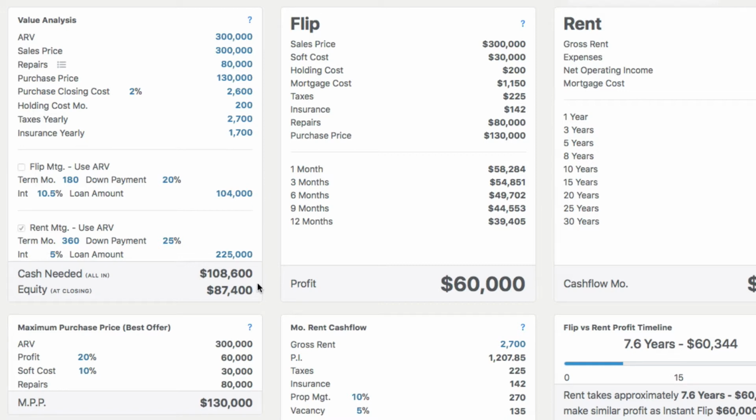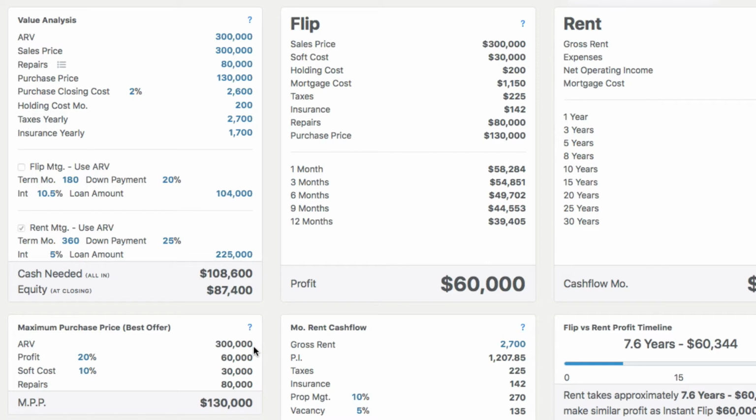Cash needed, all in. What this means is we're going to learn to calculate all the money that we need, all the funds, in order to purchase the property, but also to rehab the property. Because we want to make sure that once we purchase it, we have enough funds set aside to be able to rehab it fully. And then what I like to call the equity at closing, which is the profit. I truly believe that your profit is made when you purchase the property, not 10 years down the road once you have appreciation.